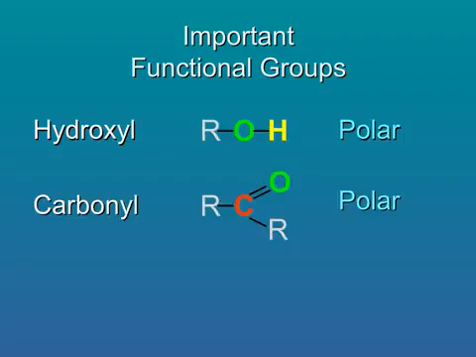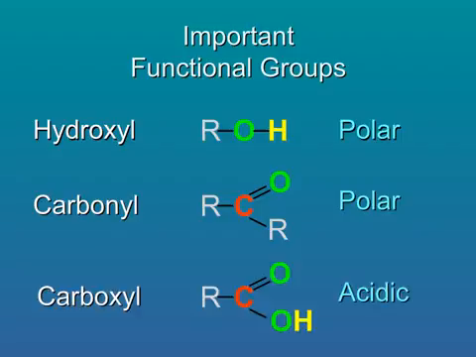The carbonyl functional group consists of a carbon double bonded to an oxygen. The oxygen makes this group polar as well. Carboxyl consists of a carbon double bonded to an oxygen and single bonded to an oxygen with a hydrogen. This group tends to be acidic in solutions with a pH of 7, as the hydrogen dissociates from the molecule.